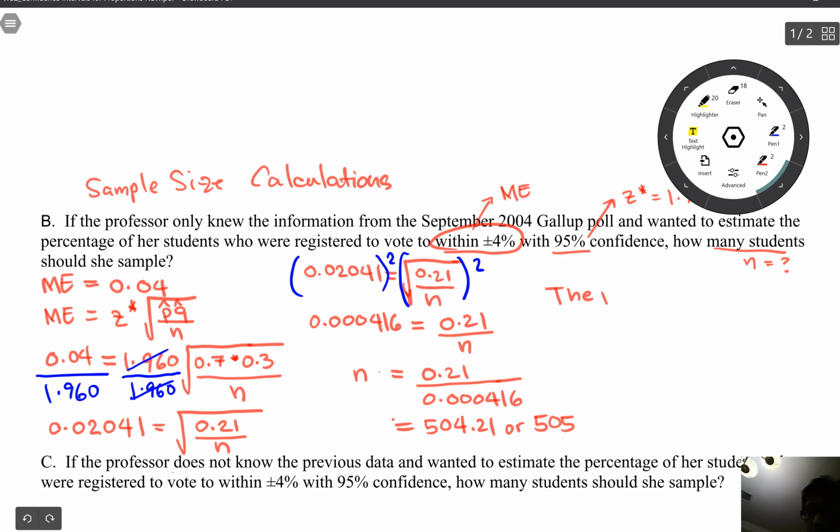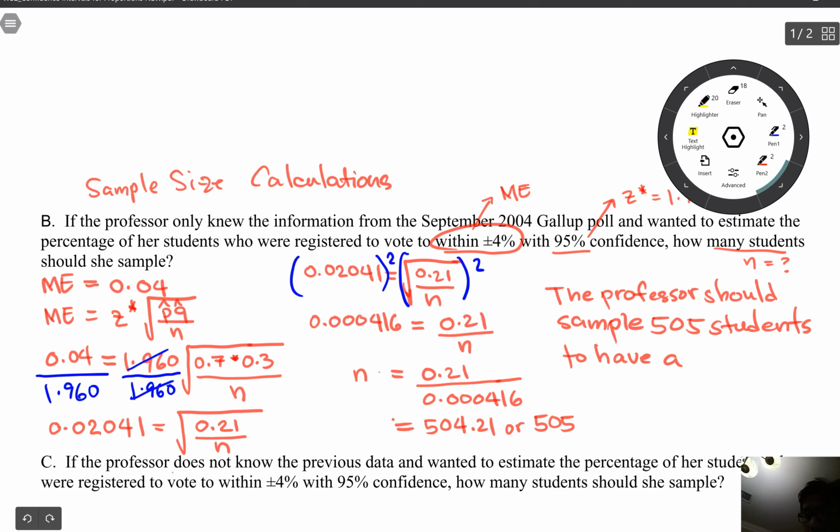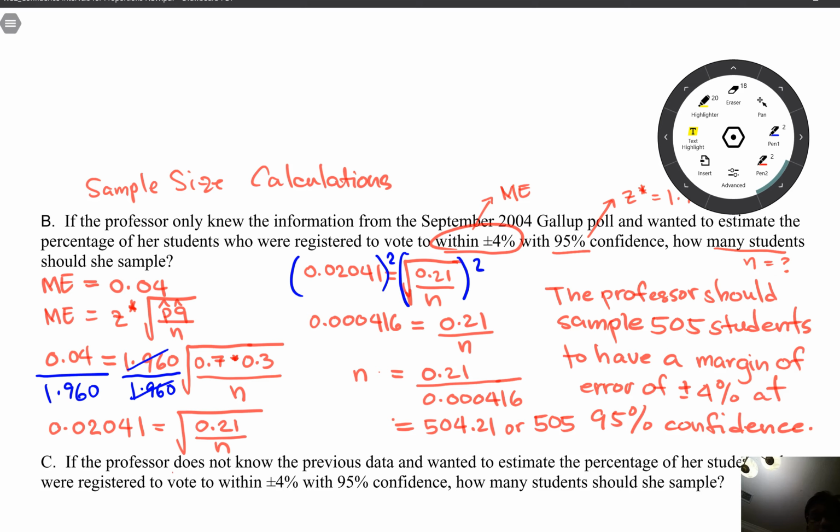The professor should sample 505 students to have a margin of error of plus minus 4% at 95% confidence. Okay, yay, you get that? So it's algebra, solving for n.